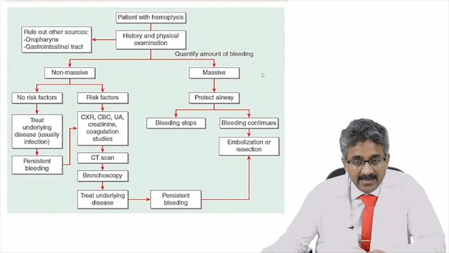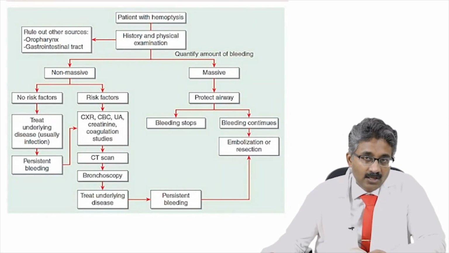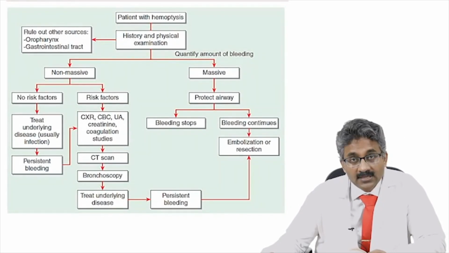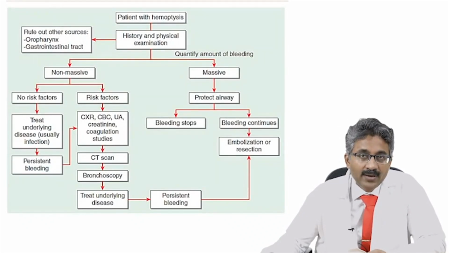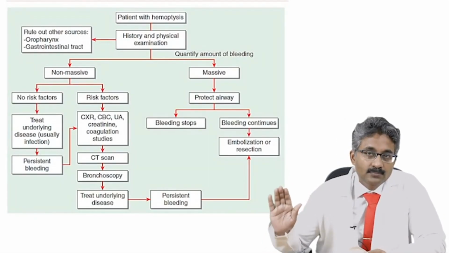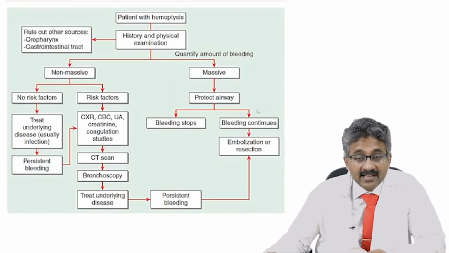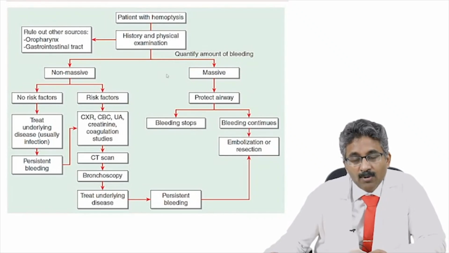If there is massive bleeding, then you will first protect the airway. The normal lung should be upwards and the affected lung should be downwards. Then you can use a double lumen endotracheal tube with a proximal blockage on the affected lung so that the blood does not go into the normal lung. So you have to protect the airway. If bleeding stops, well and good. If bleeding continues in a massive hemoptysis, do embolization or resection. This is how you manage a case of hemoptysis.